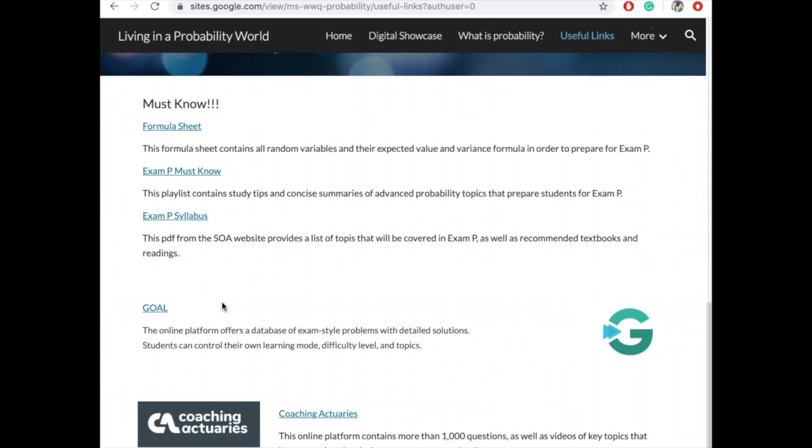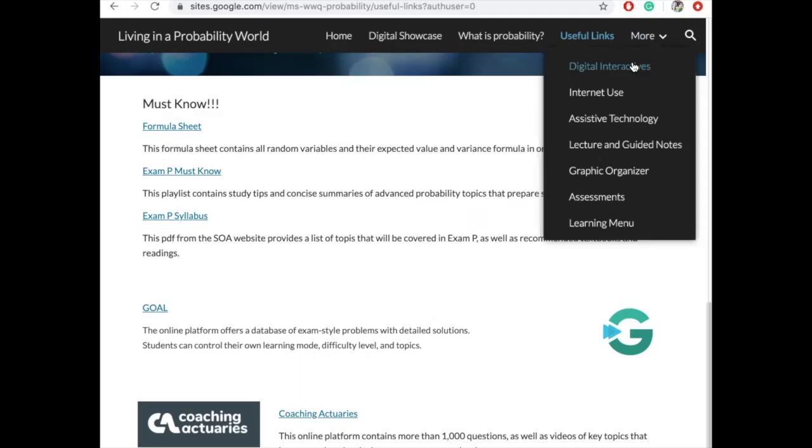The last two are online platforms that provide you with a lot of practice questions. Besides the practice questions, you can control your own pace of studying. They also provide you with a lot of videos that cover the key topics in each section, which will provide you a deeper understanding and help you better prepare for exams.